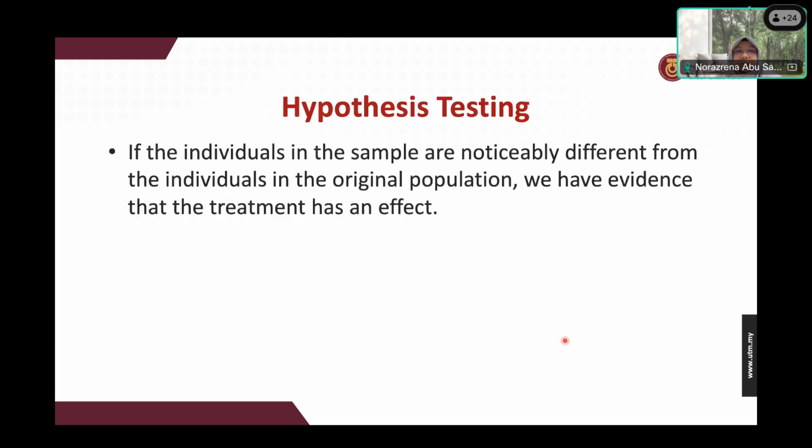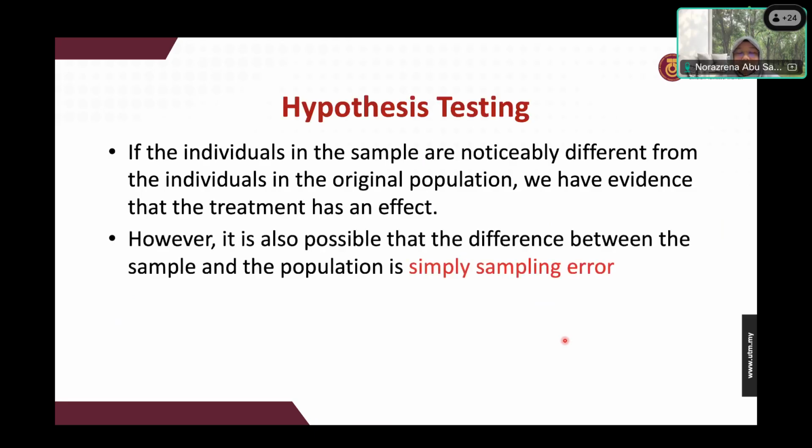So, if the individuals in the sample are noticeably different from the individuals in the original population, we have evidence that the treatment has an effect. However, of course, there will be simple sampling error. The sampling error can happen because of the sampling. For example, our population is all students in UTM. Let's say I'm collecting only 10 students in UTM. I will get a sample of it, but another person will get another sample. Maybe one of mine is in hers, and the rest is a different sample.